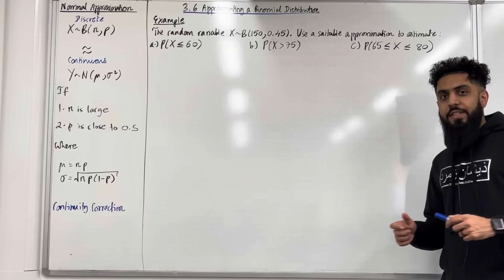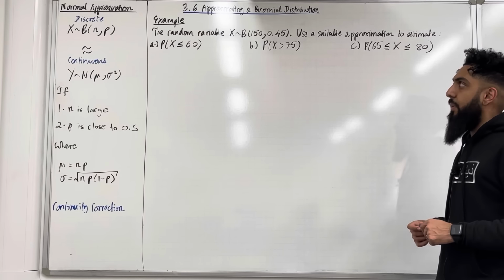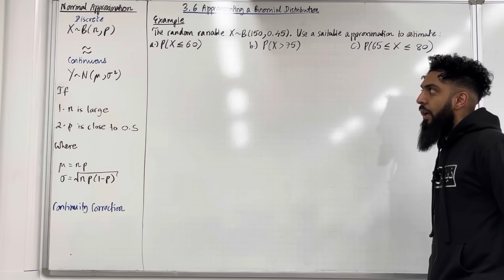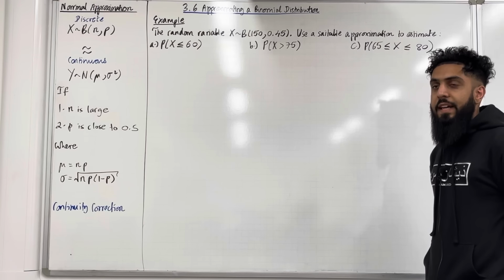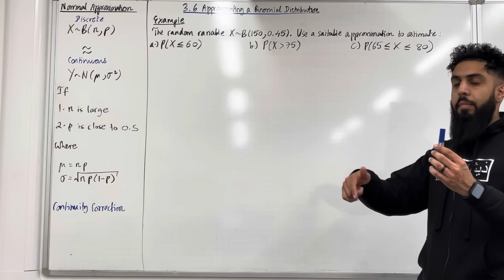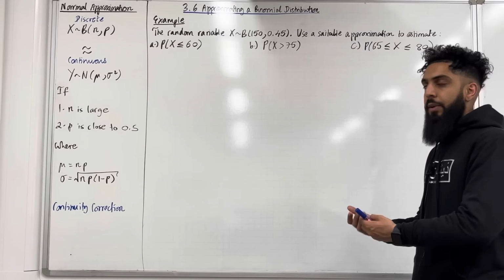Welcome back, guys. In this teaching video, I'm looking at 3.6 approximating a binomial distribution. 3.6 represents chapter 3, section 6 of the Pearson A-level Maths Applied Maths Year 2 textbook. So I'm going to start off by going through the key facts for this particular section. We'll be taking a binomial distribution and applying a normal approximation to it. Anyways, let's break this down.